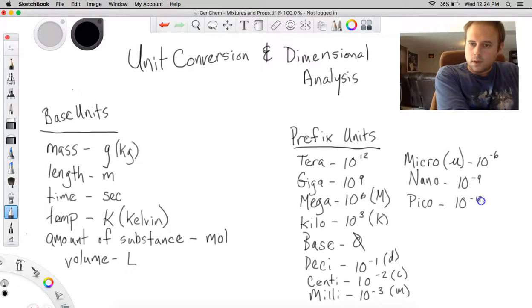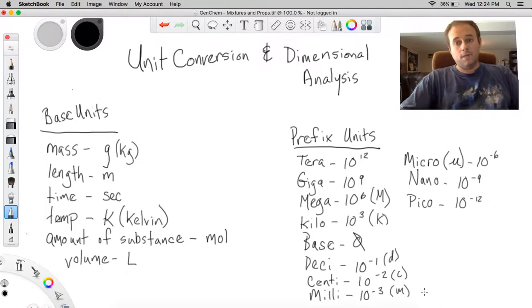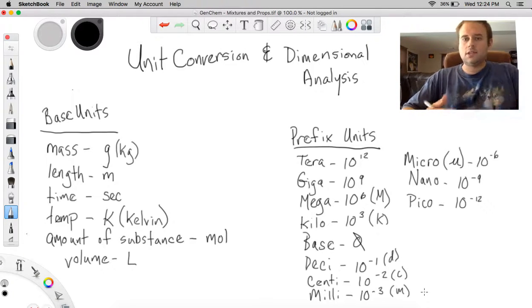10 to the minus 12th. Okay, so pico, if I talk about a picometer, a picogram, I'm talking about a very, very tiny amount. Yes, there are units after this. There's femto for 10 to the minus 15th and so on and so forth. However, these are the major ones you're going to come across. Most people don't utilize femtograms. The smallest usually would be nanograms if you're dealing with a very, very small scale operation in the lab. So those are your prefixes.